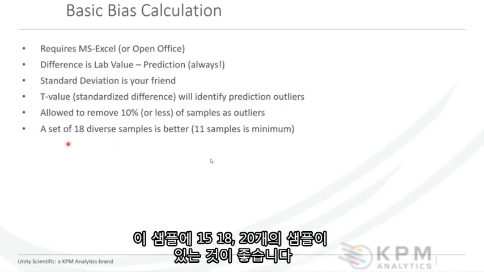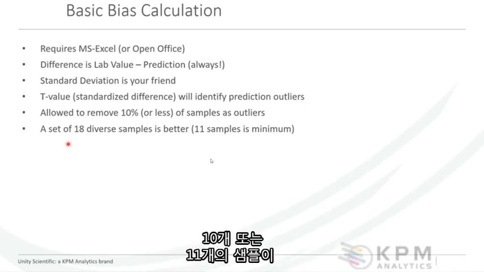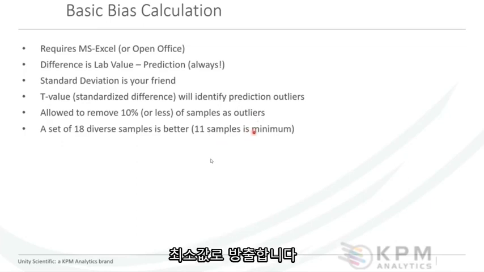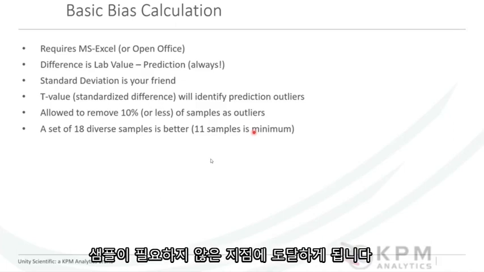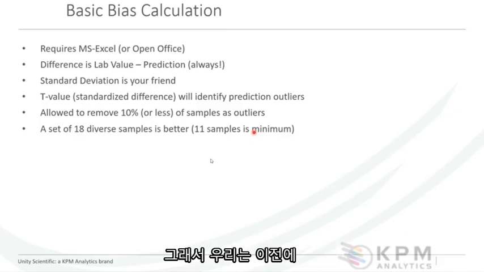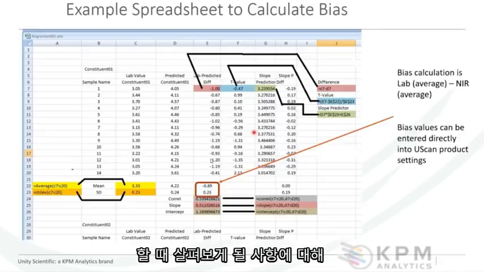It's good to have 15, 18, 20 samples, and these samples, whenever you're doing a validation, should be diverse. Really, 10 or 11 samples is a minimum. If you get below that, you're getting to the point that you don't have a statistically valid sample. So we discussed those things when we were talking about the validations earlier.